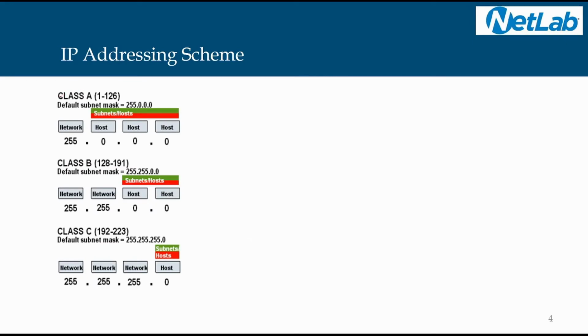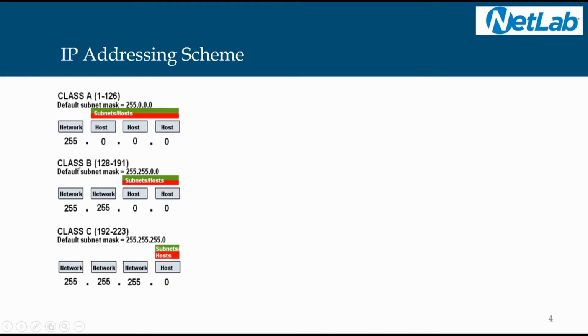IP addressing scheme. In the IP addressing scheme, there are class A, class B, class C, class D, and class E. Class D and E are not explained here. Class D is for multicasting, class E is for future research. In class A, any IP address which is starting from 1 to 126, for example 1, 8, 10, 50, 60, 115, 125, belongs to class A.